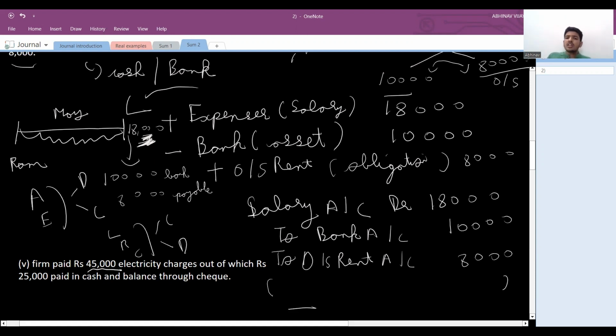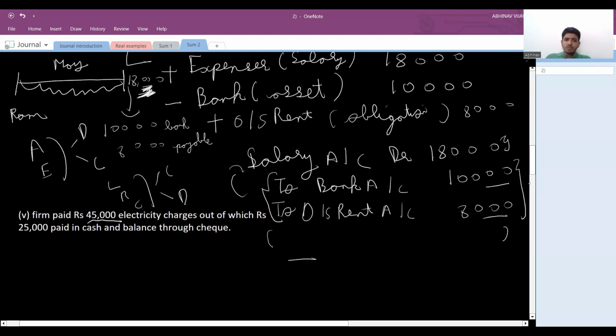Now check. Let's always check after every entry if the conditions of the double entry system are satisfied. First condition. What is the net impact on the business at the end of the month? Bank gets reduced by 10,000 and there's an obligation by the name of outstanding rent of 8,000 in the books. The reason is salary, 18,000, of which 10,000 is paid and 8,000 outstanding. Second condition of double entry. Debit side is equal to credit side: total 18,000 is equal to 10,000 plus 8,000, 18,000. Done. Next.